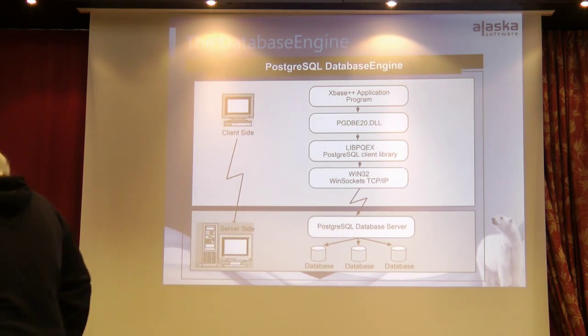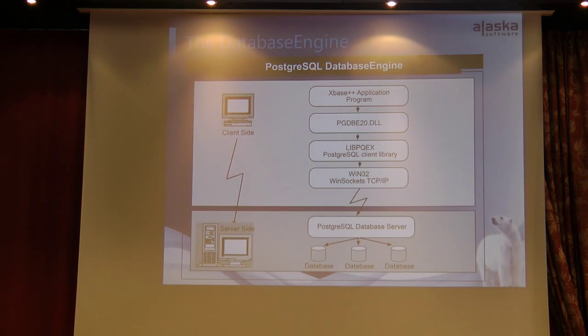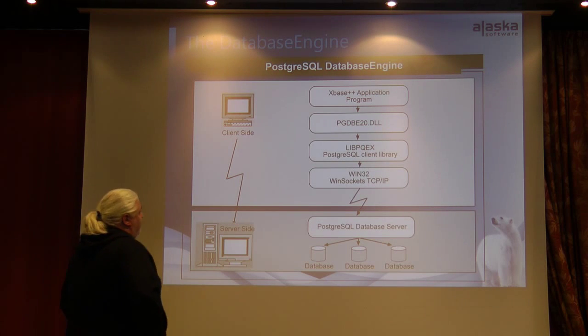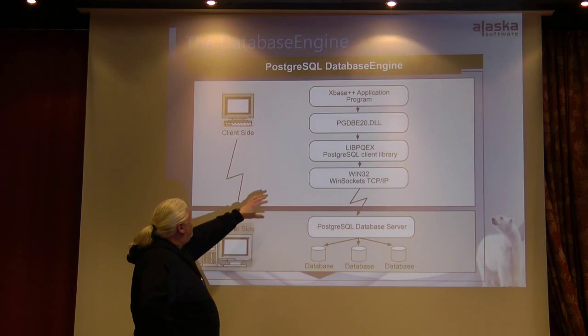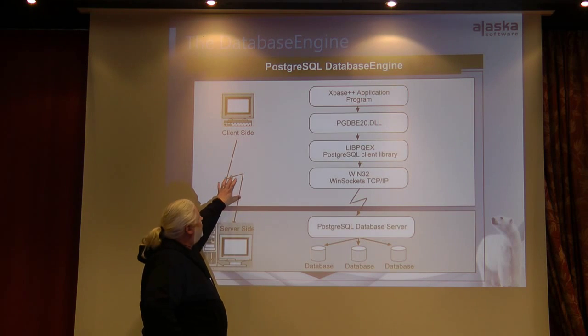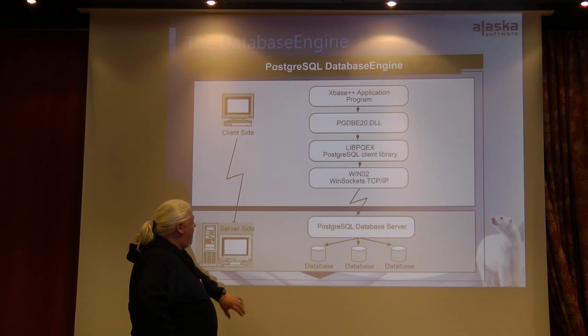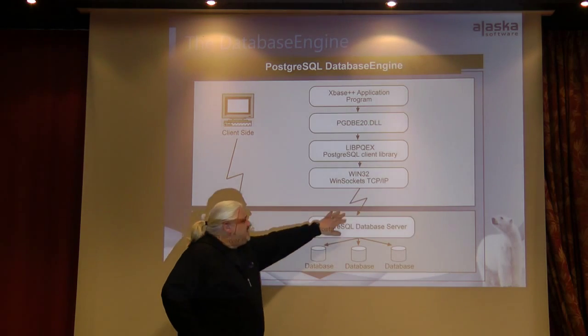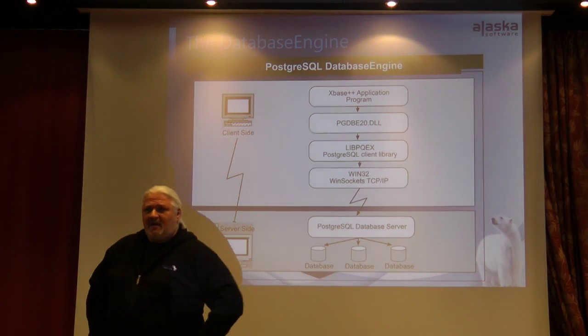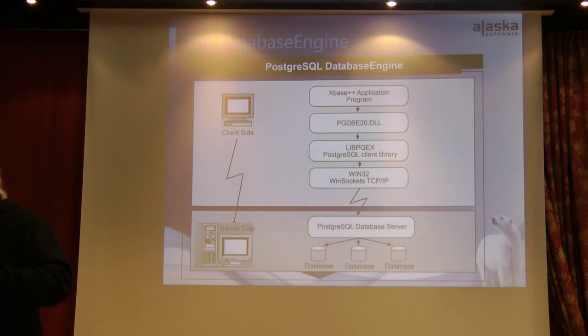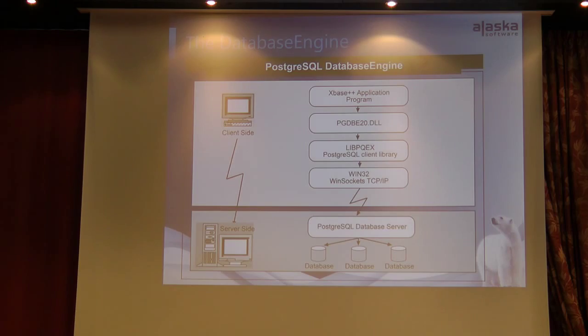I think those of you who are using the ADS database engine may find this basic layered diagram very identical to the ADS. The point here is two things. First, as you see here, the communication between the database engine or the client side and the server side happens over TCP/IP. This already means it's not only your intranet, you can also use the PostgreSQL server remotely over the internet.